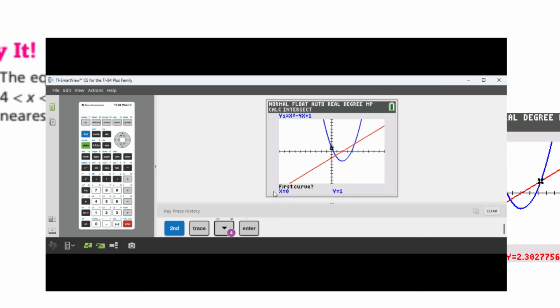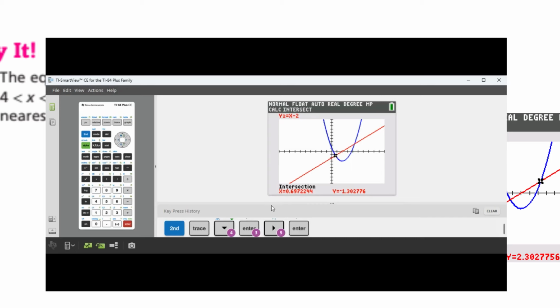It's going to ask me a few questions. You see it says first curve right here. The first curve on mine is the blue, so I'm going to hit enter. To my second curve, and then I can see it's on the red line, enter. And then the next one it's going to say is guess. And what I'm going to do is just slide up to about where they cross right here. Don't have to be precise, just be in the area. And then I hit enter. And then you can see my solution is at 0.6972244. Now I can see that there's a second at the 4 to 5 mark.